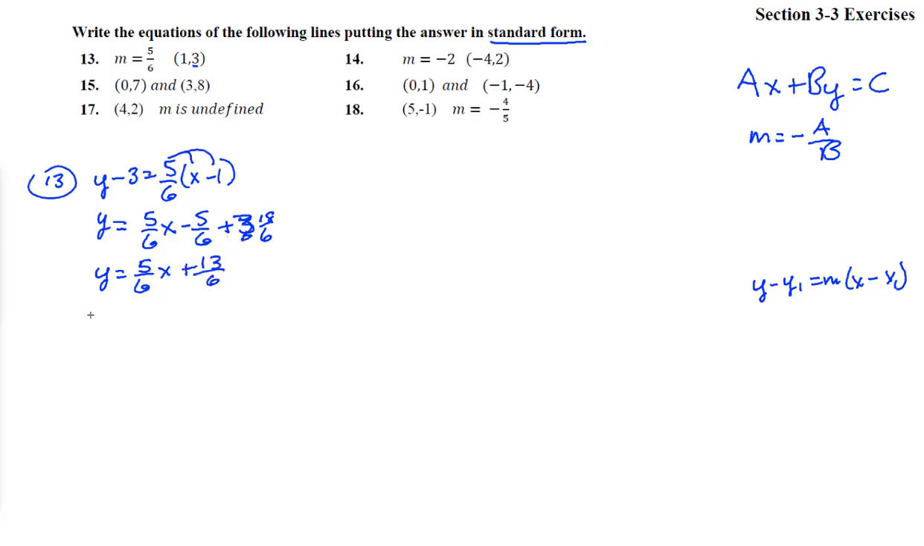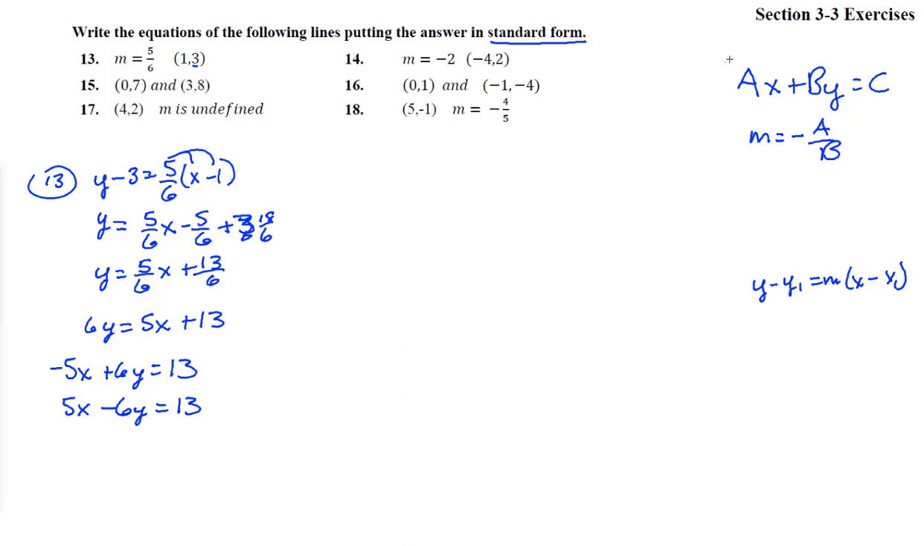Now times everything through by 6 to get rid of the fractions. 6y equals 5x plus 13. Subtract the 5x over and we get minus 5x plus 6y equals 13. And then, it almost looks like standard form, times through by -1, and you get 5x minus 6y equals -13.